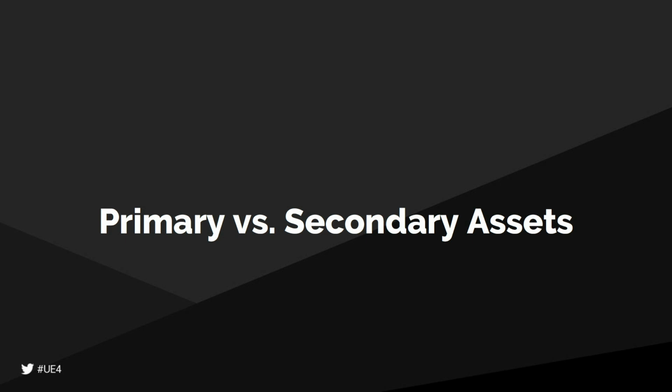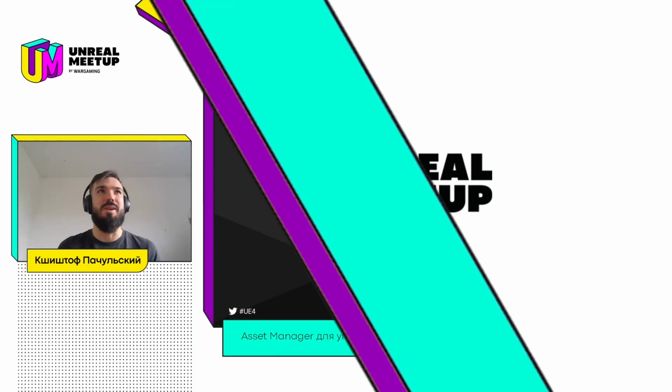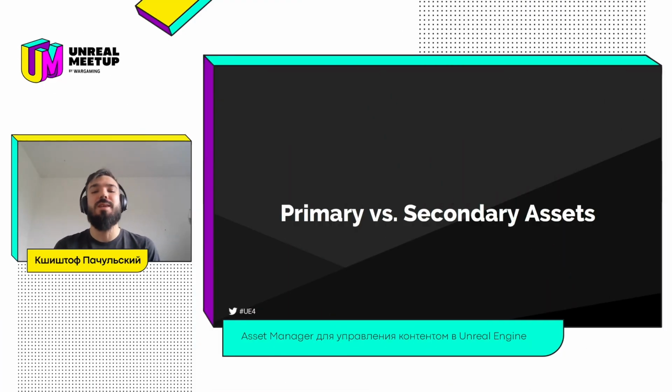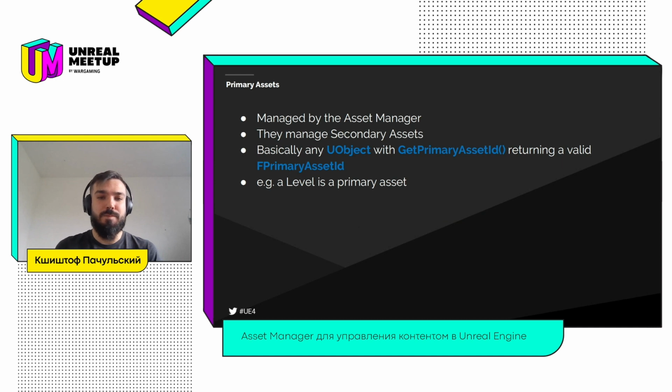And now, if we have our asset manager, what now, right? There are two types of assets. Not types as in programming types, but more like logical types of assets in the engine, and they're primary and secondary assets. Okay, let's continue. Primary assets are managed by the asset manager. This is the important part. And then those assets manage secondary assets.